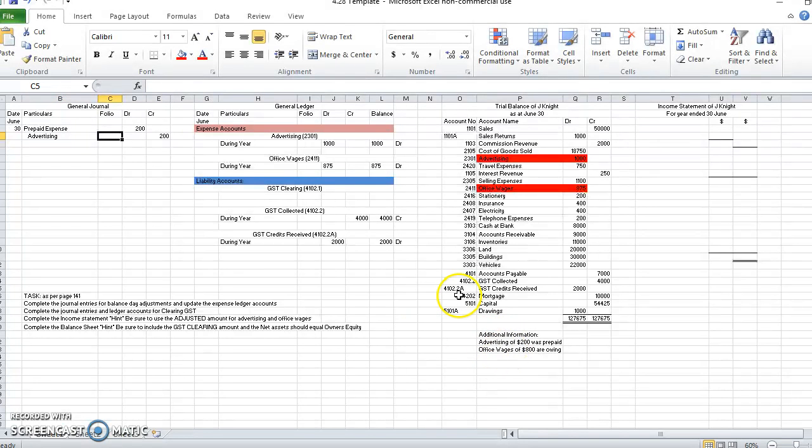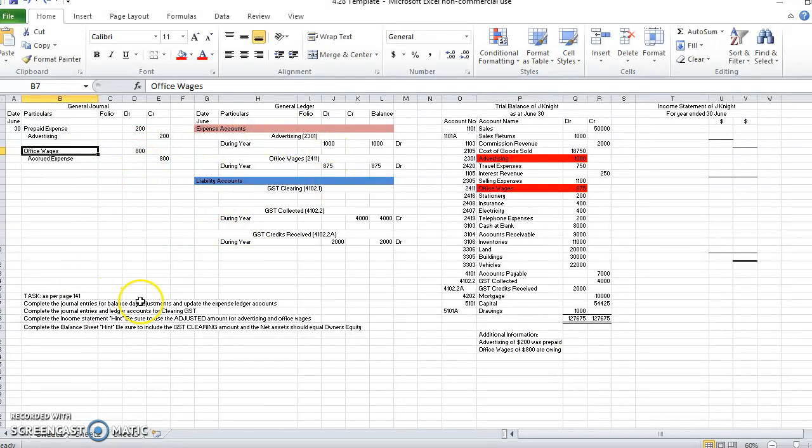Office wages of $800 are owing. So owing means accrued, and office wages are an expense. It's an accrued expense. Because it's an expense we've been accruing, it's credit, because we owe that money. So $800 there. And of course the opposing account is office wages, as we can see here. Fantastic. So we're ready to make our ledger entries now.